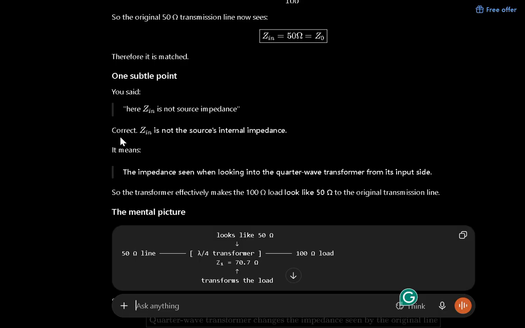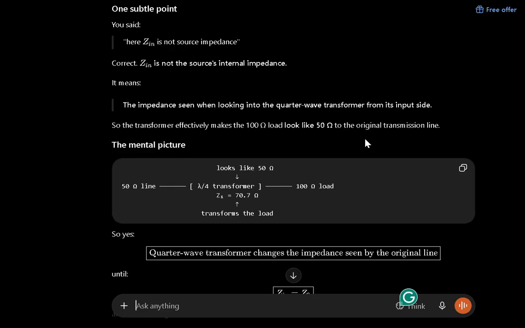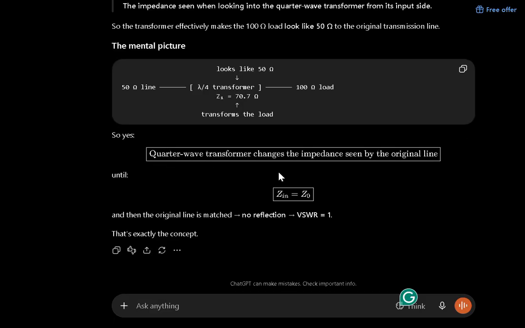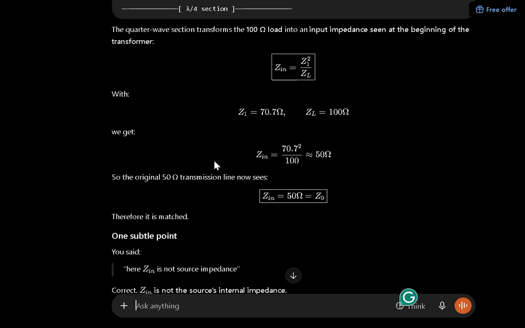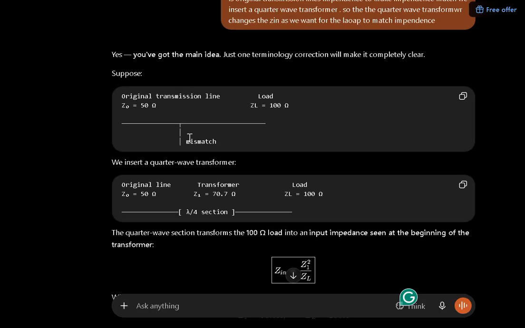Here Zn is not the source internal impedance. It means the impedance seen when looking into the quarter wave transformer from its input side. So the transformer directly makes the 100 ohm load look like 50 ohms to the original line. In the mental picture, the transformer section transforms the load, so yes, the quarter wave transformer changes the impedance seen by the original line. And then the original line is matched, no reflection, SWR equals 1. So here Zn means the original line.